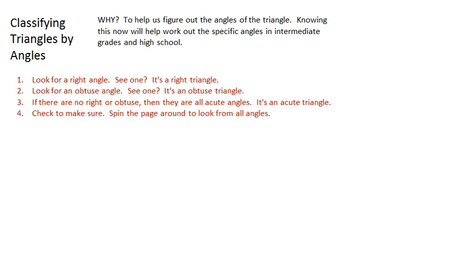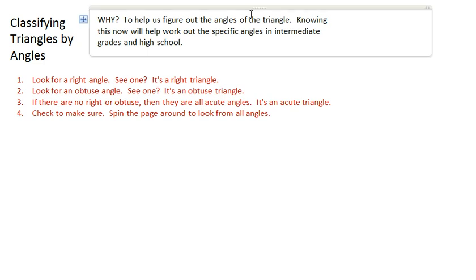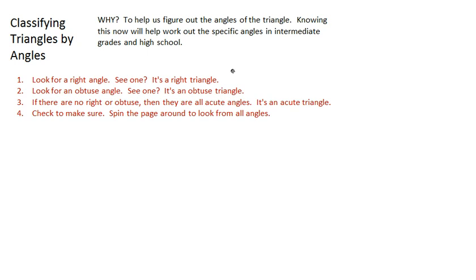There are 4 steps that I've been trying to take to make sure we're classifying them properly. Number 1, we're going to look for a right angle, and if we see one, then it's a right triangle. Right angles, again, are anything that looks like an L, like that, maybe like that, or like that. Anything with an L shape, 90 degrees.